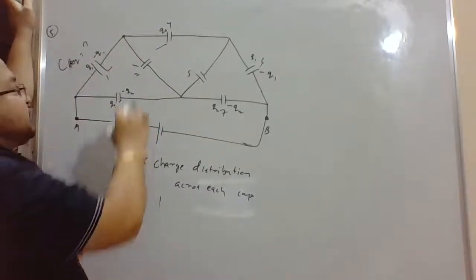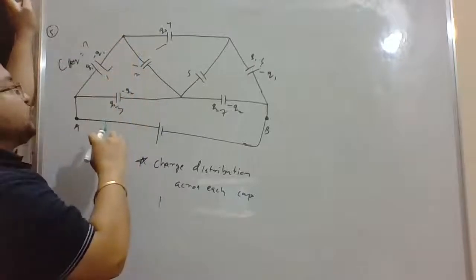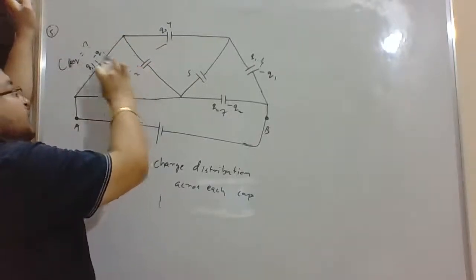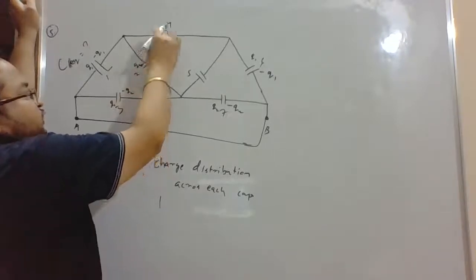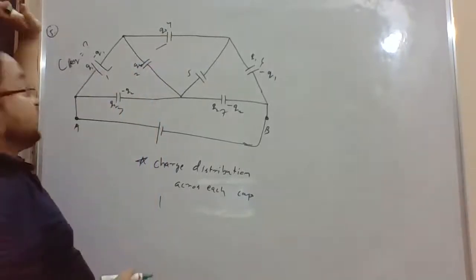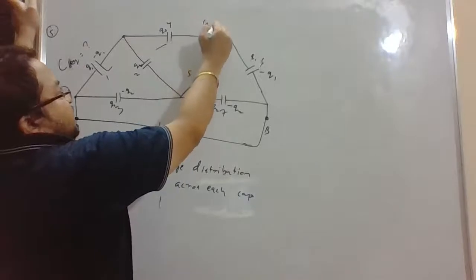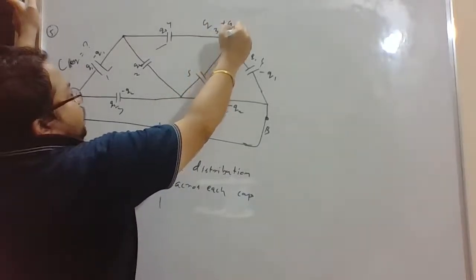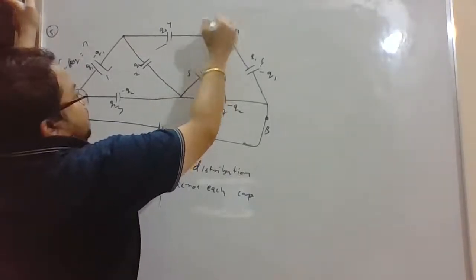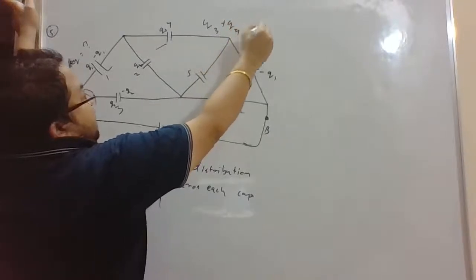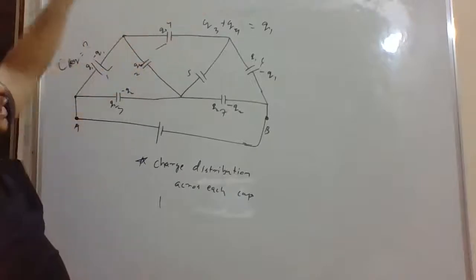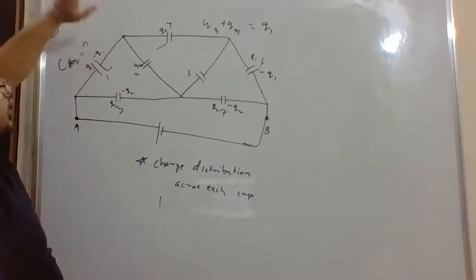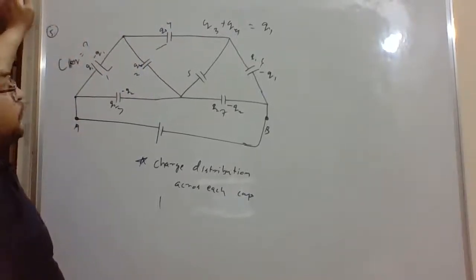In an isolated system, the net charge is always zero. So if there's a negative charge here, then obviously some positive charge Q3 and Q4 will appear here, such that your Q3 plus Q4 will be equal to Q1, because this is negative, this is positive, equal in magnitude, opposite in sign. That much charge distribution will be there.